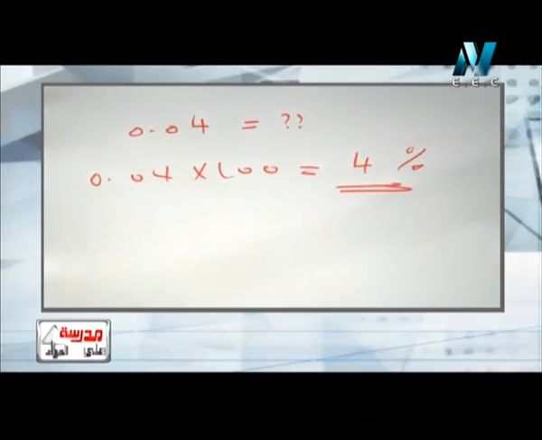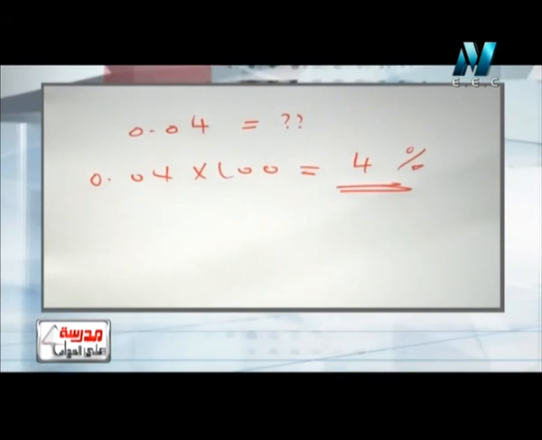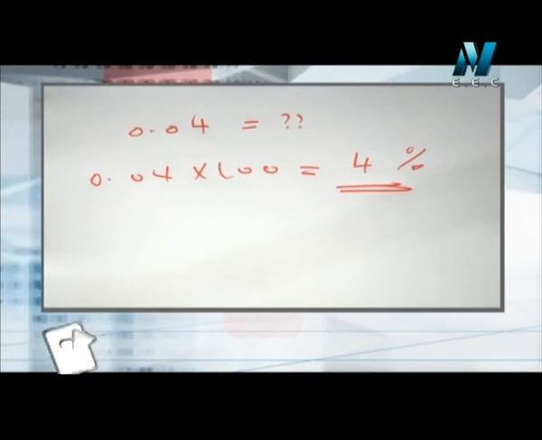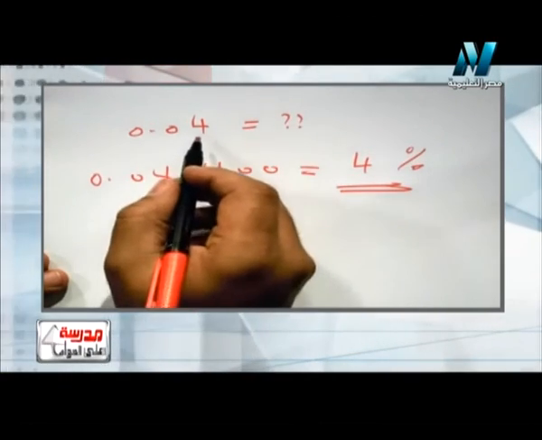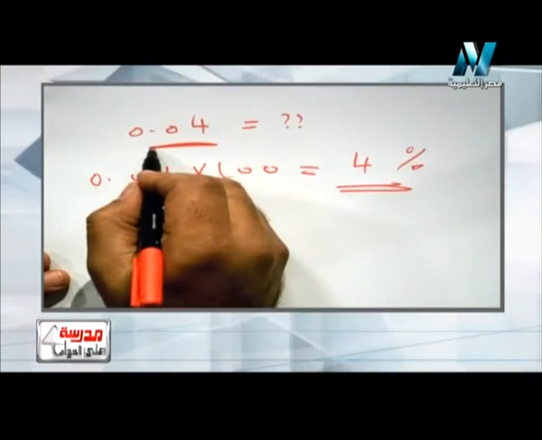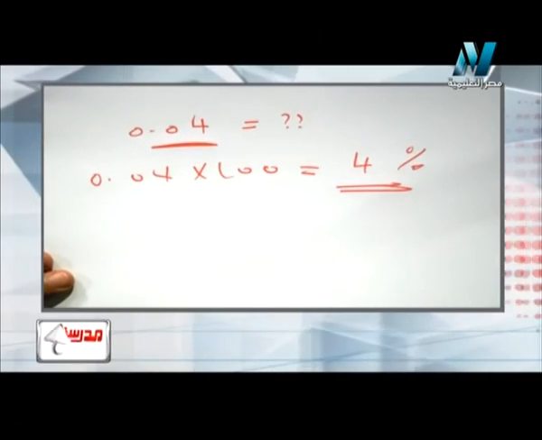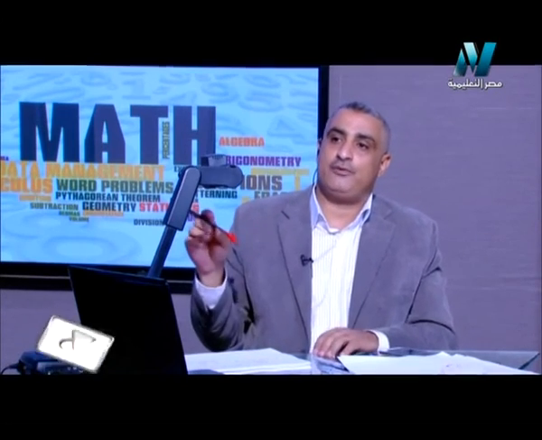As we said before, multiply the number by 100 to get the percentage. We have 0.04 and we want to convert it to be a percentage, just multiply it by 100. 0.04 times 100, the result will be 4%. Mr. Yasser, if we have any fractional form or decimal form and we want to convert it to a percentage, just multiply by 100. And the opposite operation, if we have a percentage and we want to convert it to be a decimal or a fractional, just divide it by 100.